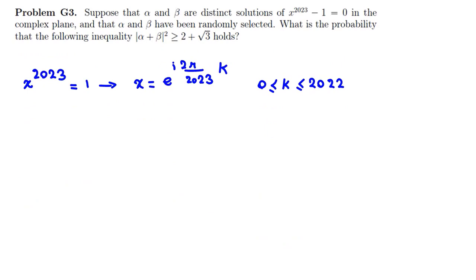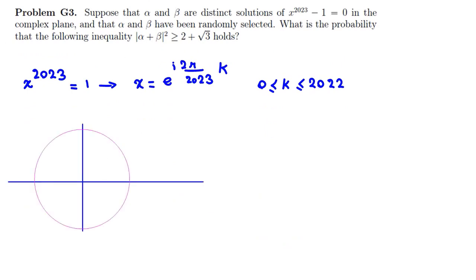Now let's draw it. Suppose, for example, we select two roots here. Then we want to see what the sum of these two, squared, will be. It is like a vector, so we should draw it like this. Something like this. For the sum of the vectors here we should calculate the probability that the length squared is greater than or equal to this.